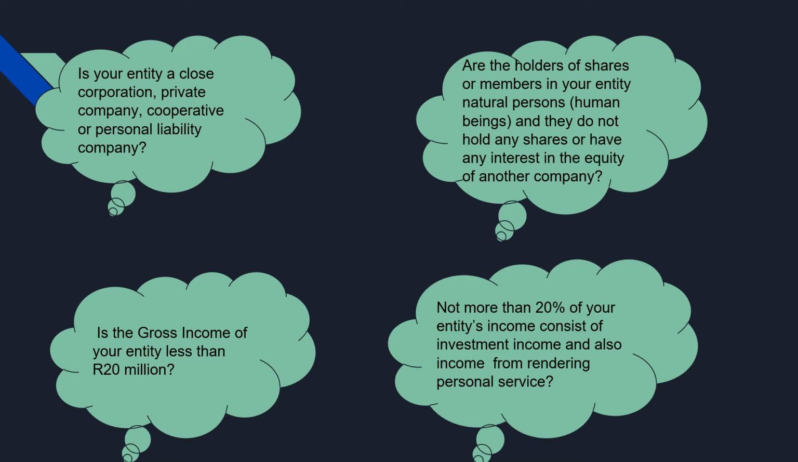The third requirement: is the gross income of the entity less than 20 million. The fourth requirement: not more than 20% of your entity's income consists of investment income and also income from rendering personal services. If your entity does not meet the mentioned requirements, then it does not qualify to be registered as a small business corporation for tax purposes.